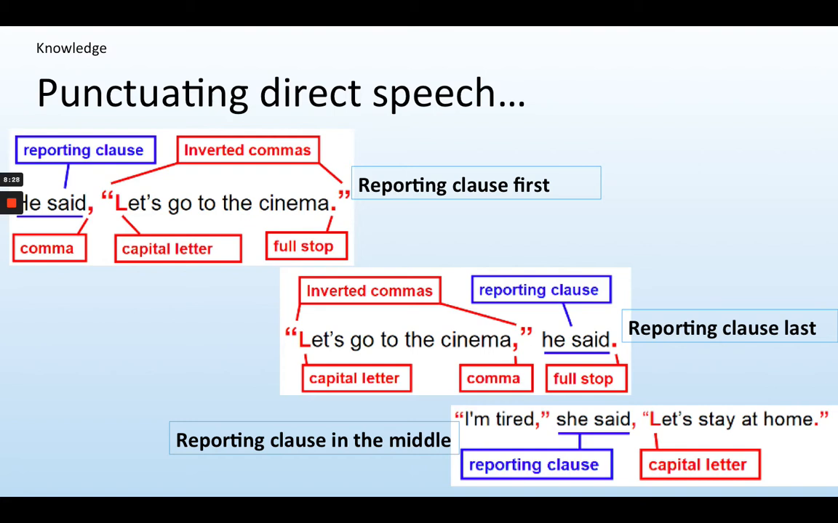Remember, if the reporting clause comes last, I still start with my inverted commas and my capital letter. I still have punctuation and my inverted commas at the end. But I also have my reporting clause, which does not start with a capital letter. And if my reporting clause is in the middle, I start with my inverted commas. I have punctuation at the end of the direct speech, as well as my inverted commas. Then comes my reporting clause, no capital letter, then a comma, and my other set of inverted commas. Well done.